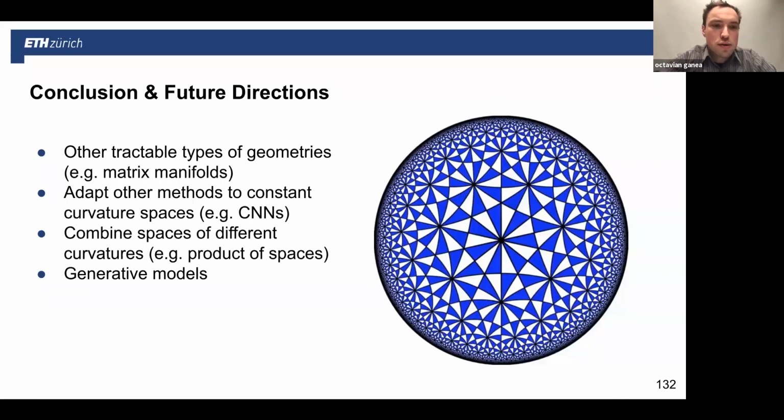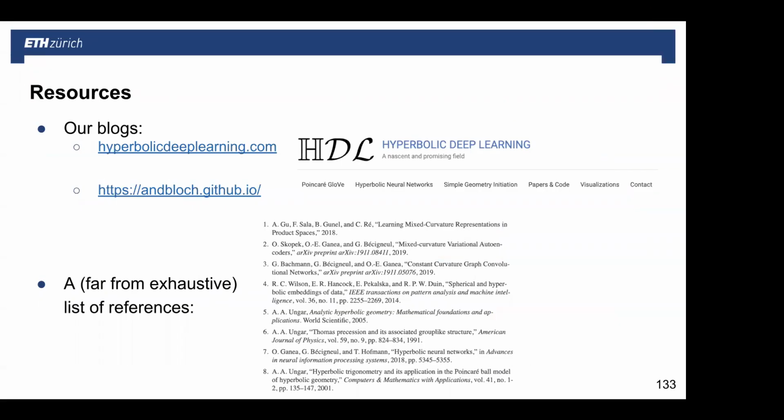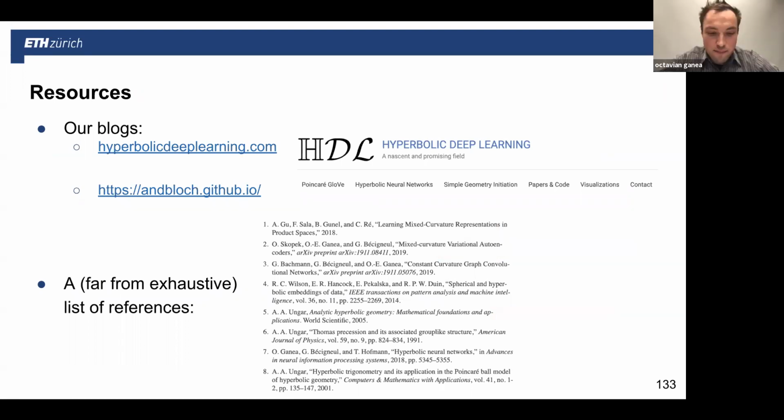We started looking also at matrix manifolds, and we're going to have a submission at ICML this year. And also how to combine spaces of different constant curvatures. There is a paper, product of spaces, that I have on the next slide, and also how to do generative models. It would be cool to see some GANs on this. Has anybody tried that? Not yet. Not that I'm really aware of.